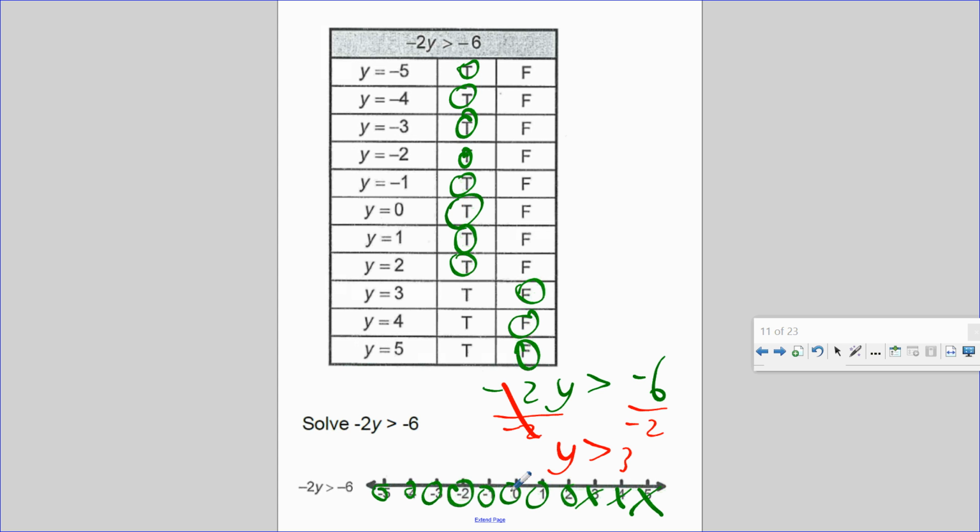Are all these y values greater than 3? No, these are all scratched out. Oh, when you multiply or divide by a negative number, the sign reverses. It does the opposite. So that means it has to be less than. Look at this, all these are less than 3. So it doesn't include 3, but everything is less than 3. So again, think of it as you're doing the opposite sign.